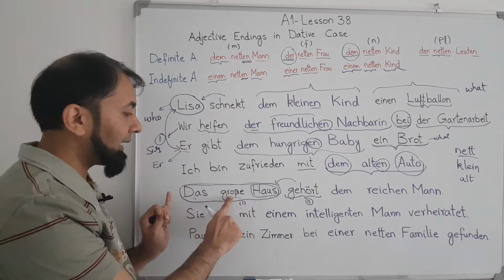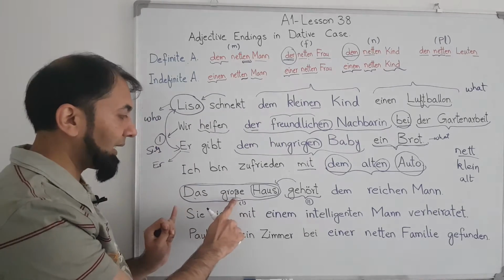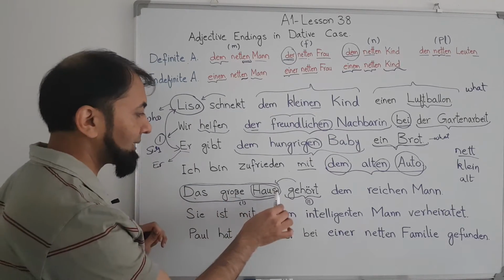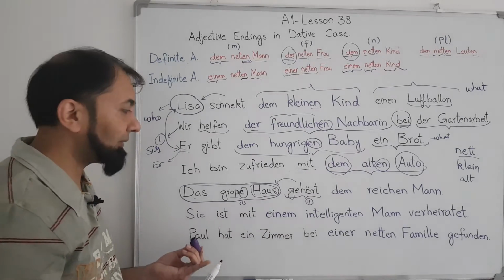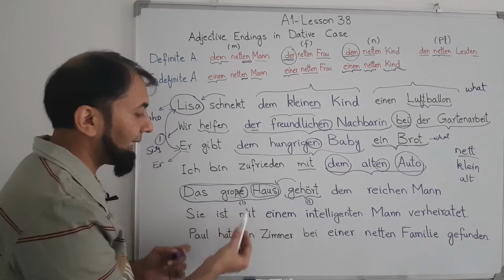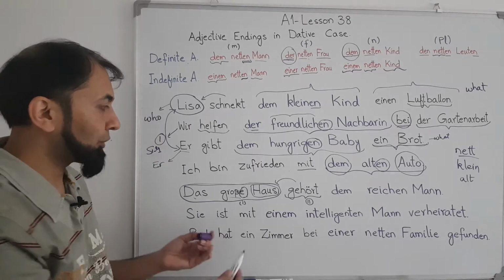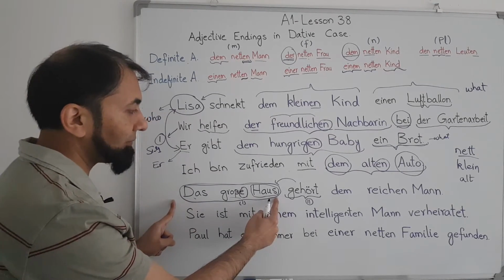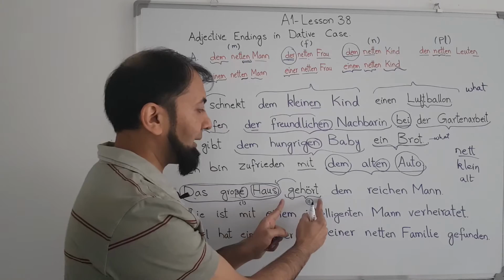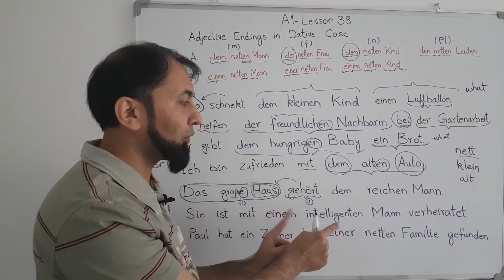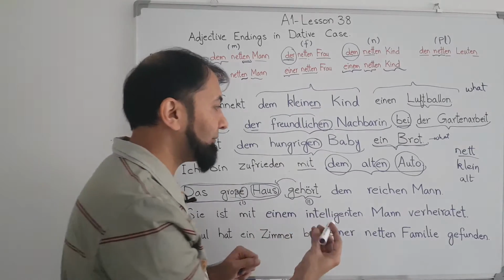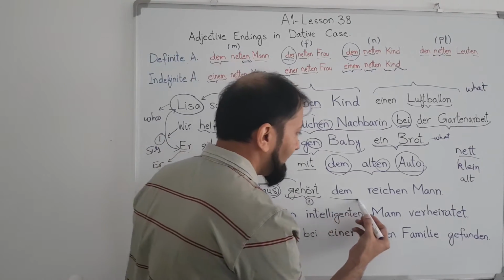Therefore, we will take the adjective ending for a nominative case for this neuter noun house, and the adjective ending for a nominative case is that we have to add an e at the end of the adjective. So this is what we have done on this part of the sentence. Then comes the dative verb gehören. Gehören is a dative verb, therefore the object of this dative verb will be in the dative case.